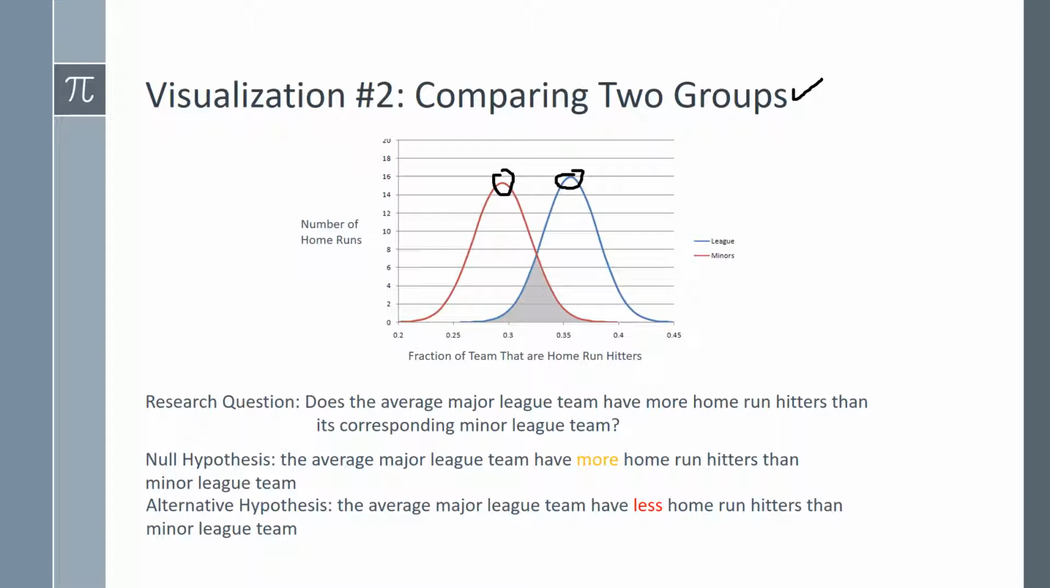So for our example, the null hypothesis will be that the average major league team has more home run hitters than the minor league team, and the alternative hypothesis is that the average major league team has fewer home run hitters than the minor league team.